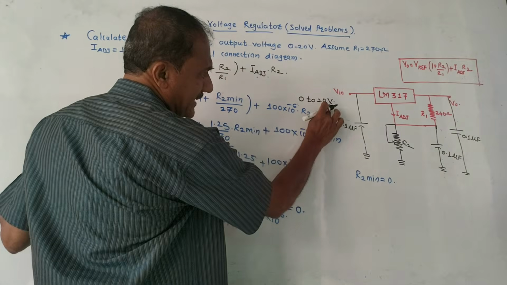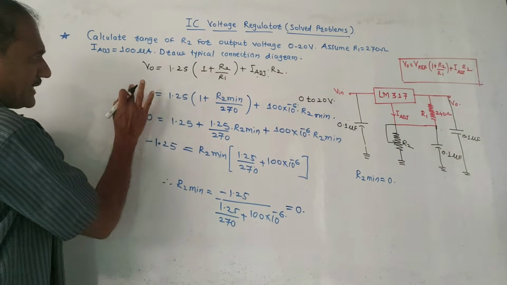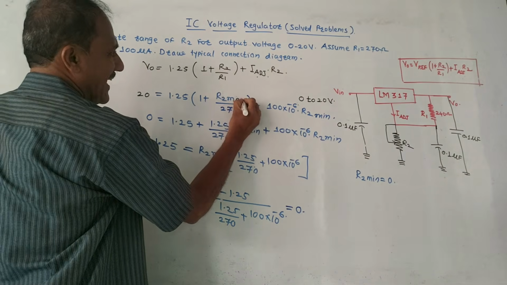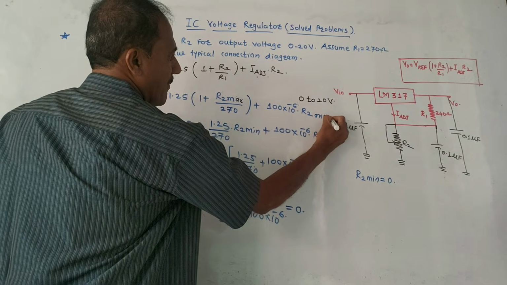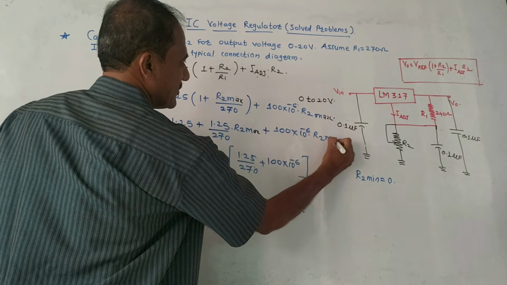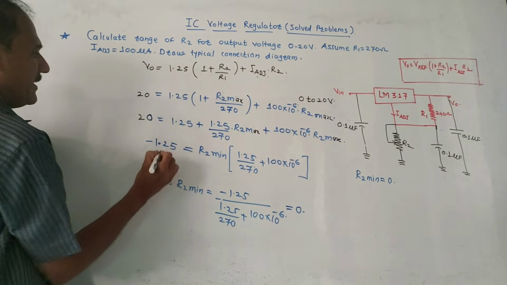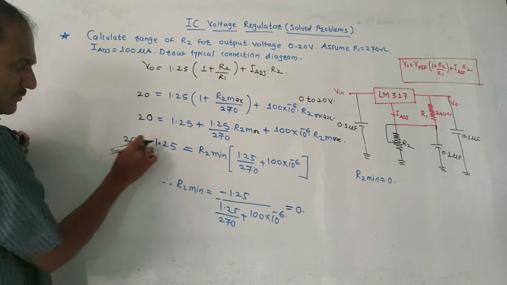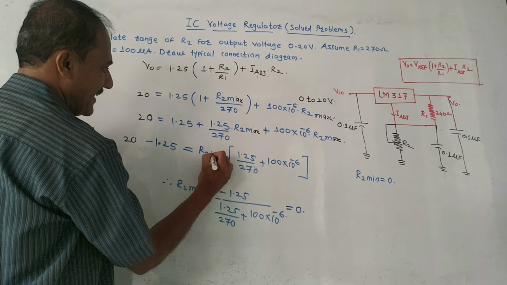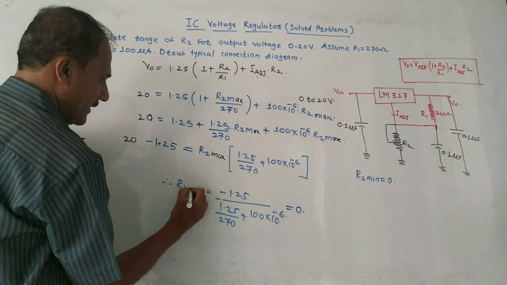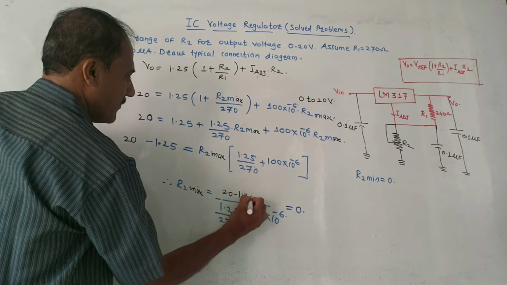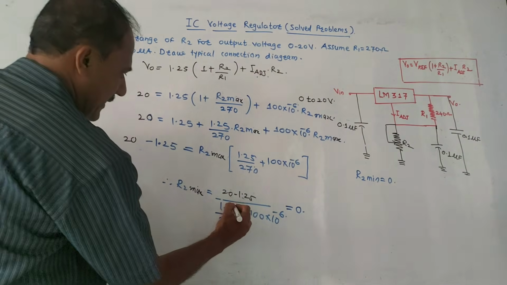For that we will take this value as 20 volt. So in the same equation I make changes: here I write 20 volt, and this becomes R2 max. Again the same changes I am making on both sides. So this is R2 max, this will be 20. So it becomes now 20 minus 1.25. This 1.25 is shifted to the LHS. So R2 max is taken common. So the final equation of R2 max is 20 minus 1.25 upon this thing. The rest is as it is.